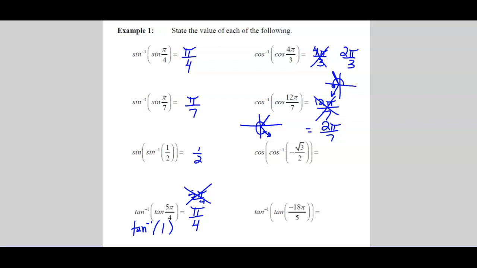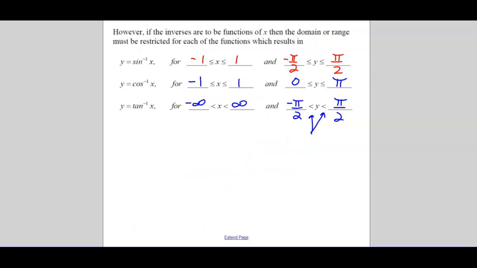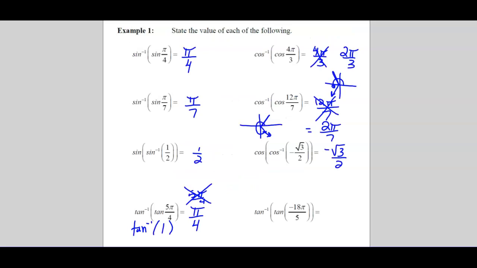Okay, these are inverses of each other, so negative root 3 over 2 would be your answer. That's greater than negative 1, less than 1. All right, so looking at cos, that's good. Well, you can think about it if you want. Inverse cos, where do you get negative root 3 over 2? Well, a bunch of places, but the smallest one would be here, 5 pi over 6. And cos of 5 pi over 6 is negative root 3 over 2.